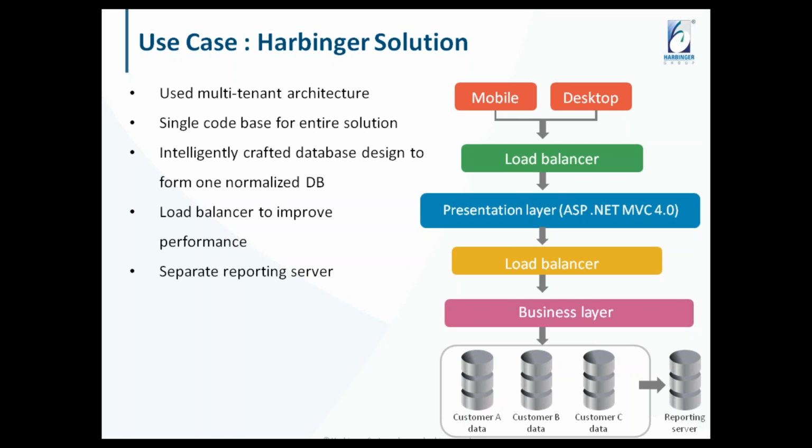To enhance performance, load balancers were used at the presentation layer as well as the business layer. In addition to that, a separate reporting server was there so that the servers meant for business data and business logic are not overloaded with reporting requests. At present, the application supports more than 200 tenants, and the average data size for a tenant is 700 MB with a maximum data size of up to 16 GB. So overall, a great solution and a happy customer for Harbinger.